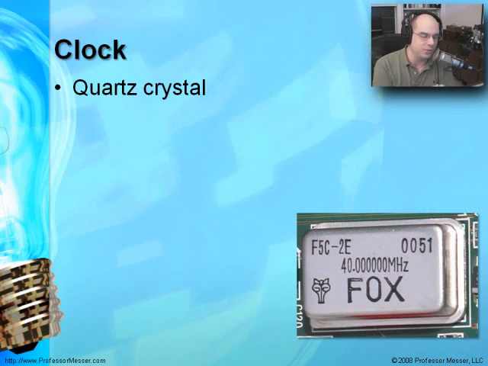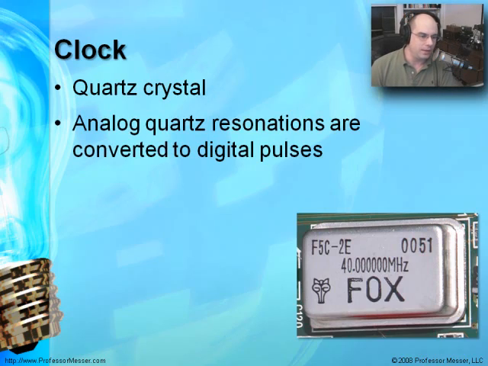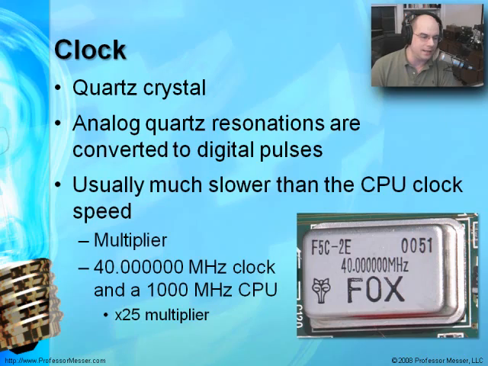Inside that little device we were looking at is a quartz crystal. It's extremely accurate in the way that it works. It's an analog signal that we have separate chips on our motherboard that convert that analog to digital pulses so that all of the systems stay in time. It's, as we noticed here, much slower than the actual CPU.